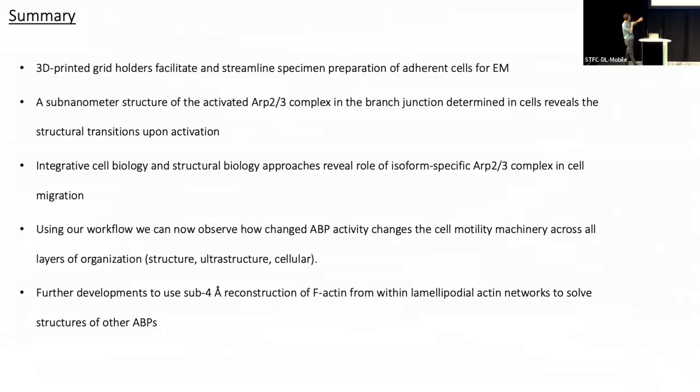And that we are doing further developments, I did not have time. I actually have a bioinformatician in the lab working on really implementing new processing workflows for F-actin to get better structures of F-actin from lamellipodial actin networks for, you know, more complicated biological questions in that context.